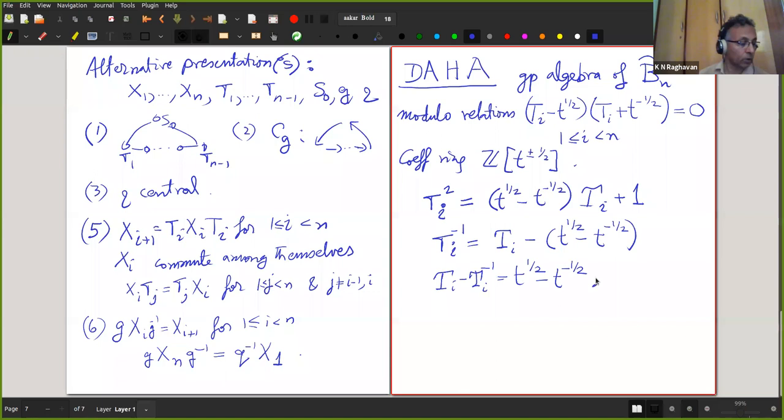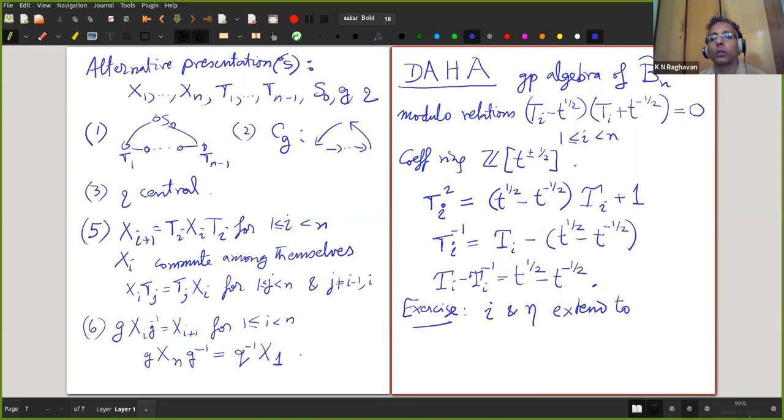Now a very easy exercise: that this I and eta extend to the affine Hecke algebra. Let me introduce notation, H tilde n to H tilde n. If you recall, what do we do in eta? I'm just solving the exercise for you.